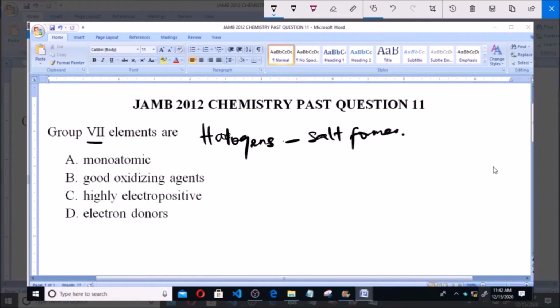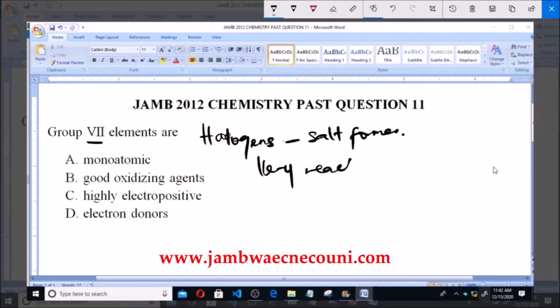Basically, these group 7 elements do not occur in the free state. They usually occur as salts, that is, attached to other elements to form salts. So the only way you find them in nature is in combined states, and that shows that these group 7 elements are actually very reactive. They are very reactive.